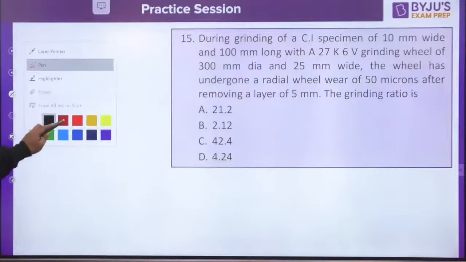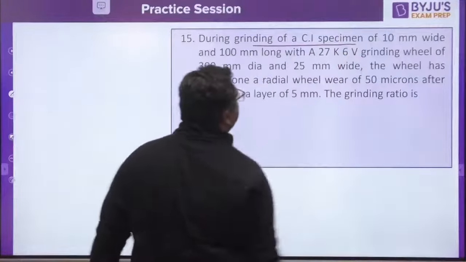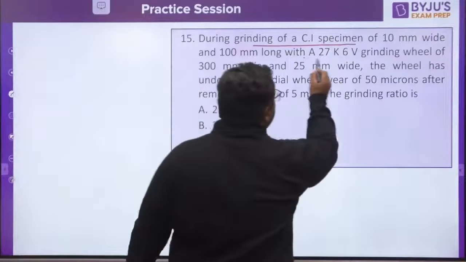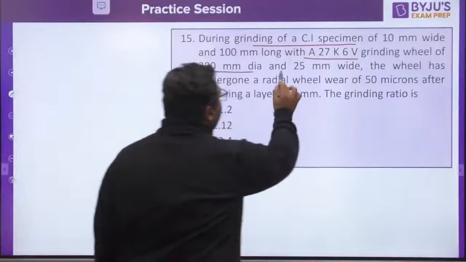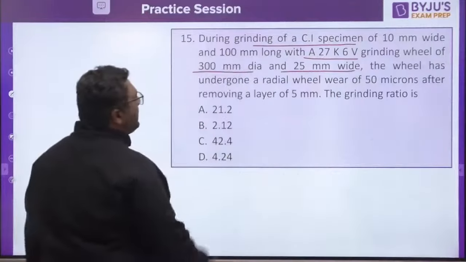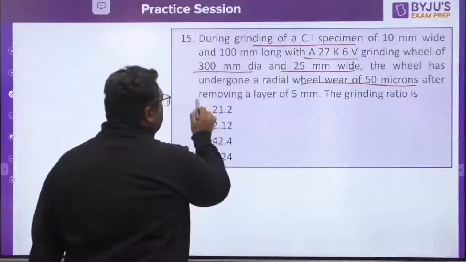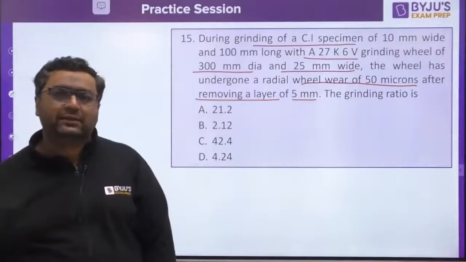Question number 15, guys. During grinding of a cast iron specimen of 10 mm wide and 100 mm long, this is the grinding wheel specification given. 300 mm is the diameter, 25 mm is the width. The wheel has undergone a radial wheel wear of 50 microns after removing a layer of 5 mm. You need to find out the grinding ratio, guys.